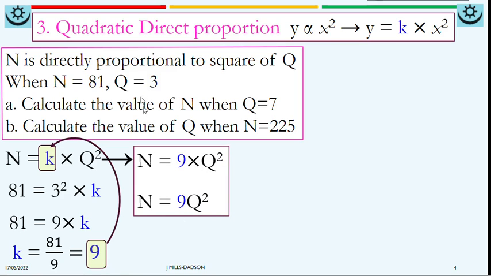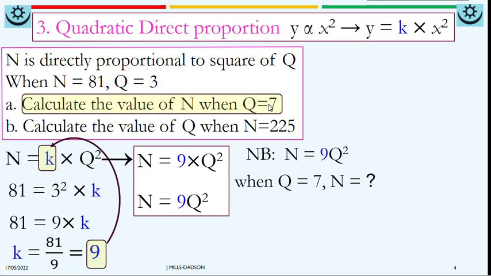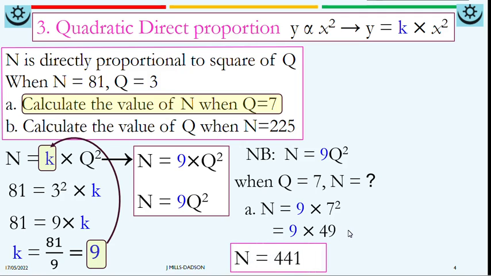So this is what we're going to use to work out A and B. Looking at A, what this means is that if Q is 7, what will be N? So in place of Q, I'll write 7, and therefore N will be equal to 9 times 7 squared. 7 squared is 49, so N is 9 times 49, and that gives you 441.